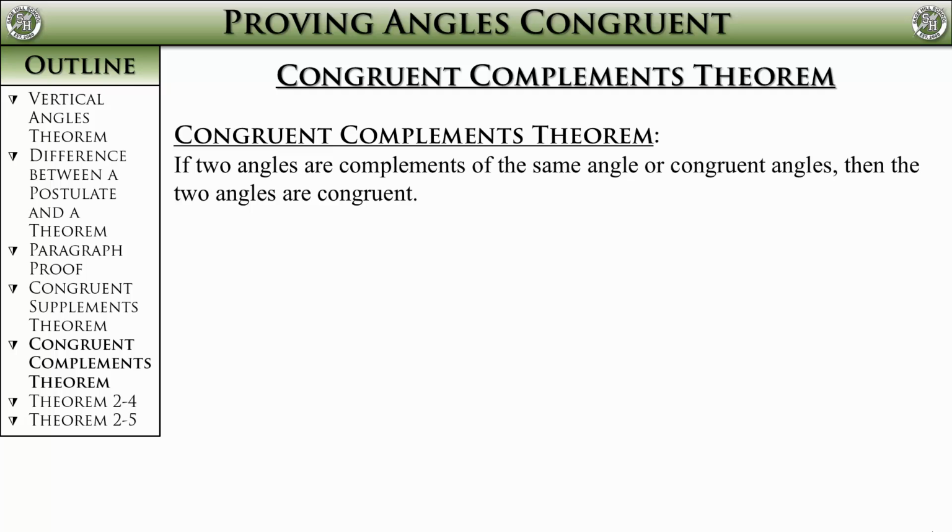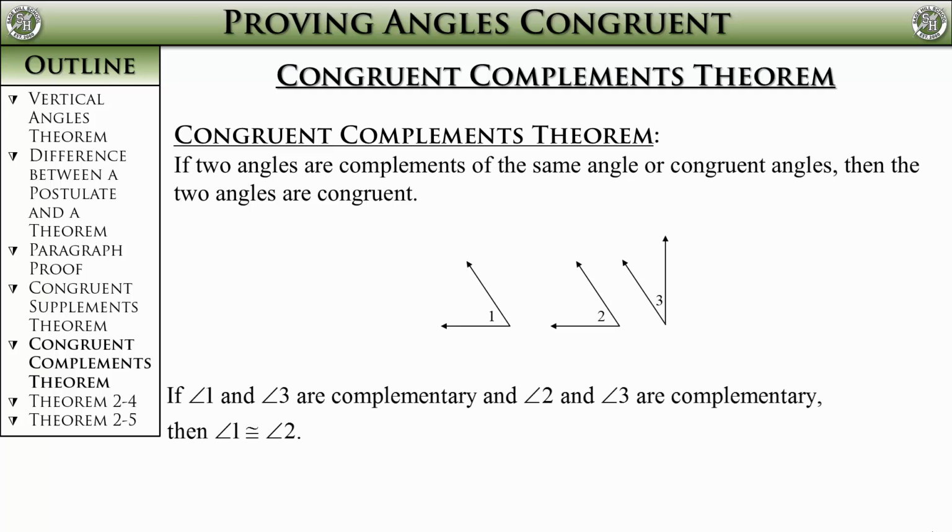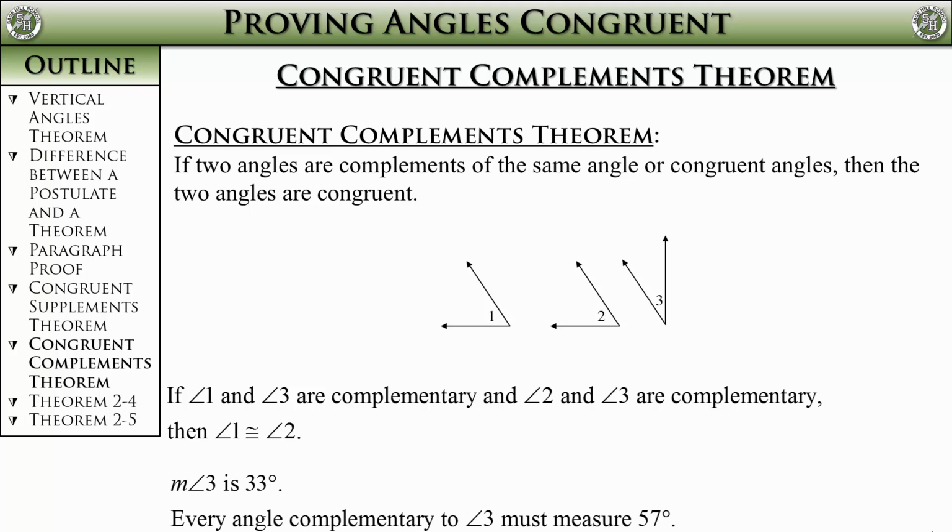In practice, this works just like the congruent supplements theorem. And to give a specific example again, we have this. Hopefully it isn't too terribly hard to understand. In this case, angle 3 measures 33 degrees, and every single angle complementary to it must measure 57 degrees. Since they all must measure 57 degrees, they all must be congruent.